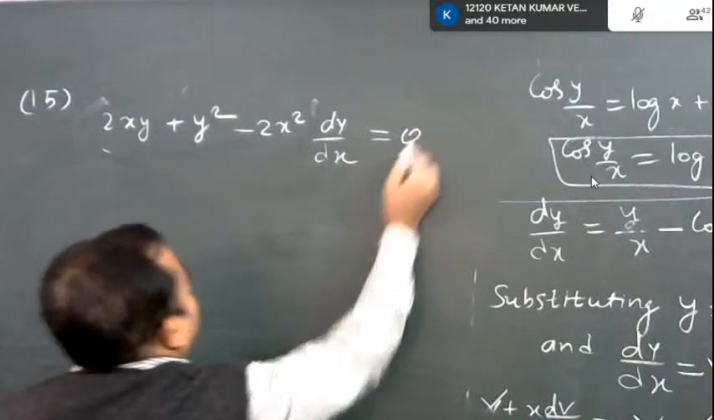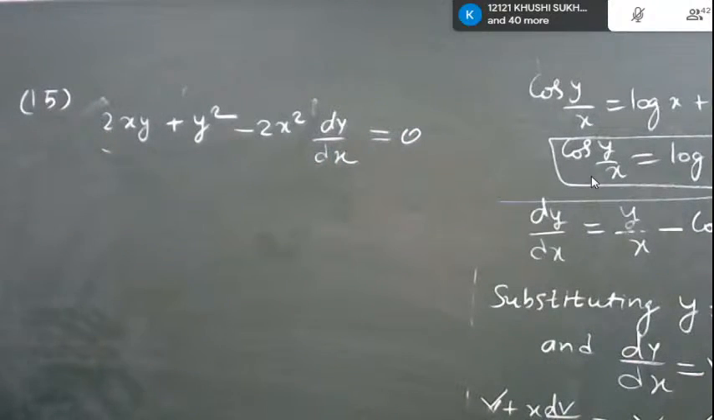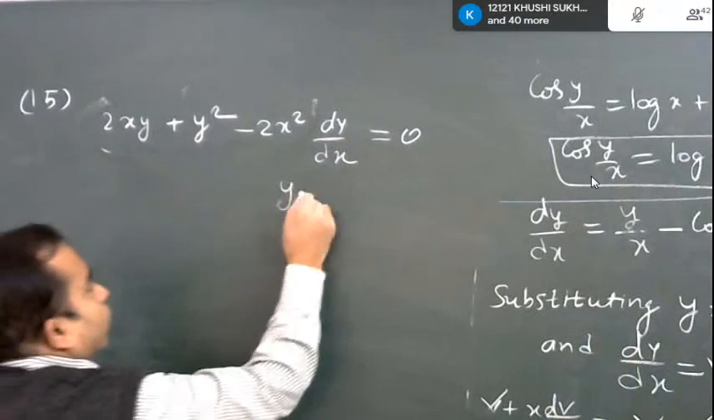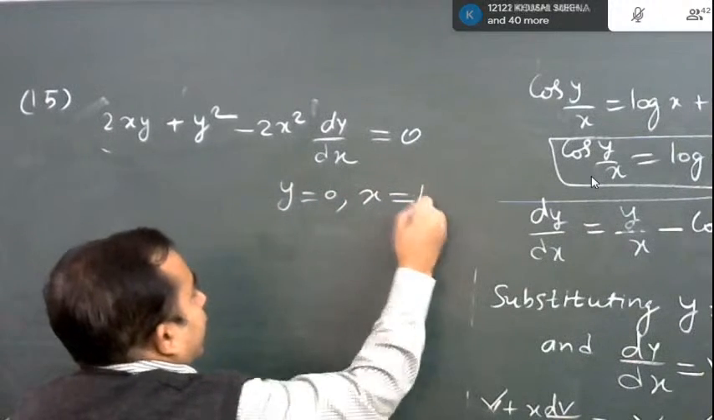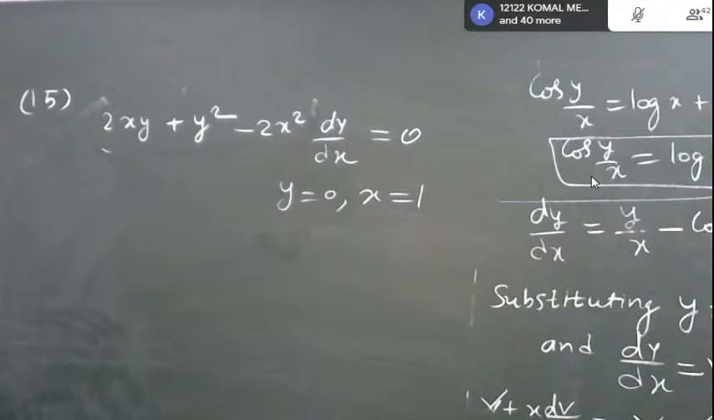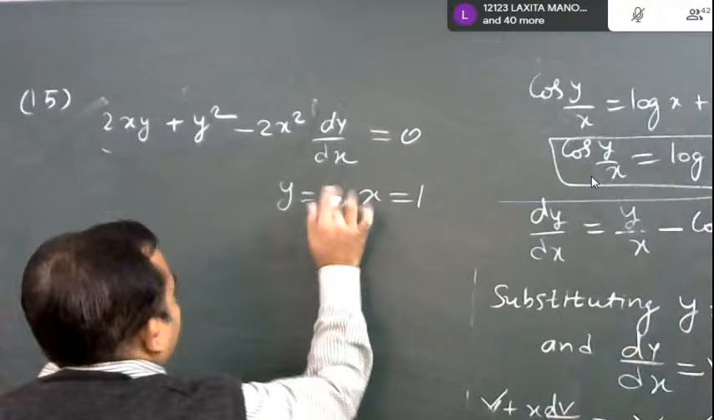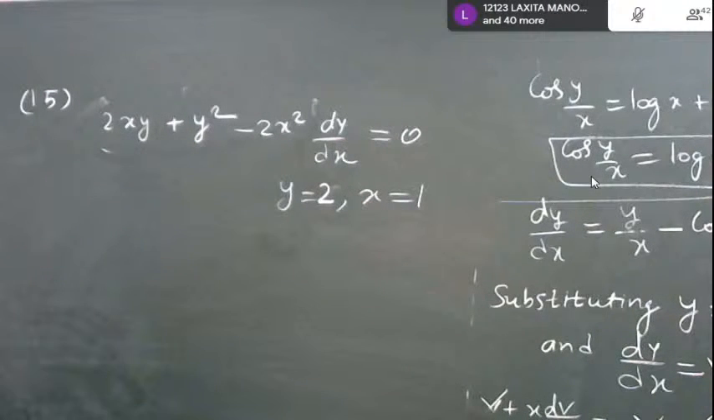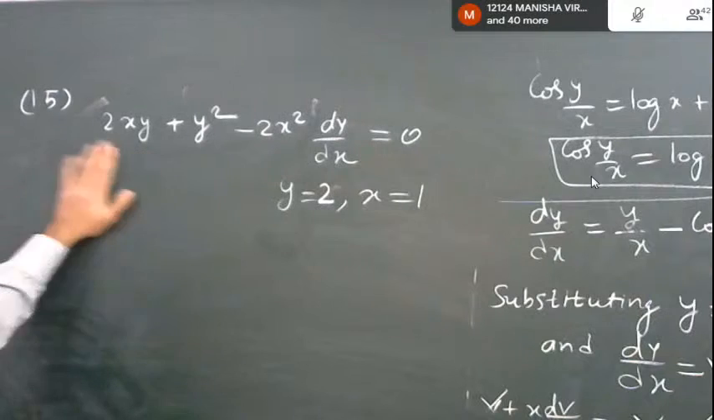Equal to 0. Check. I have written correct what I have written on board. Now check. I have written correct. Correct. Let us solve it.